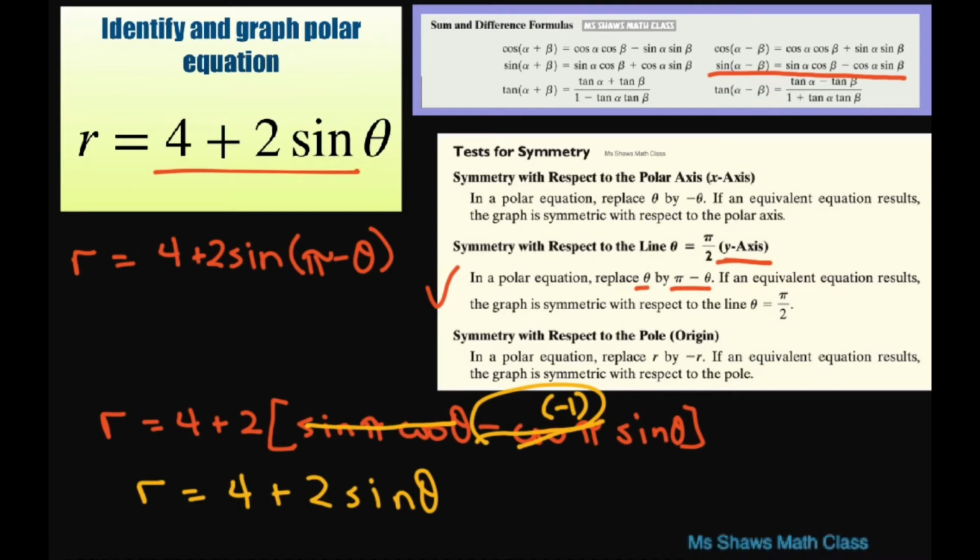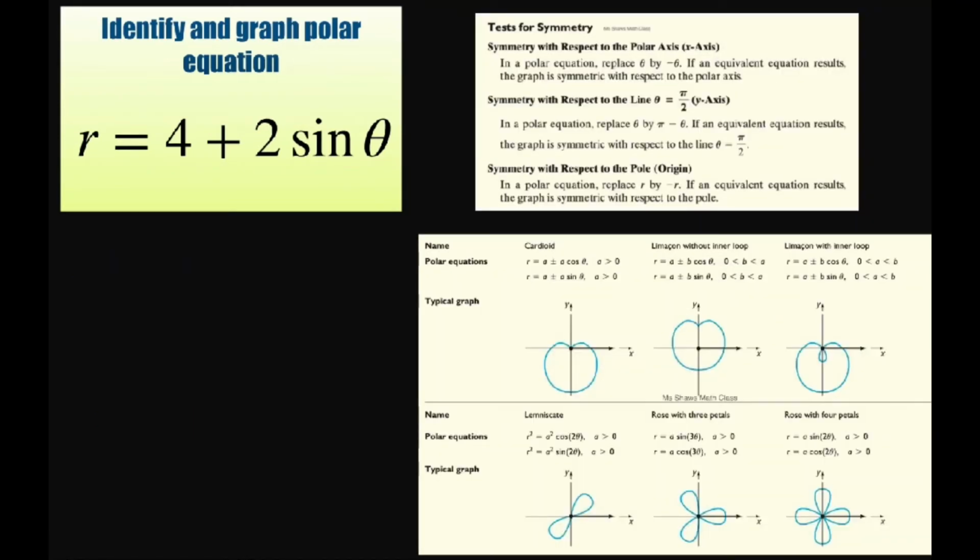The last test is with respect to the pole. That just means you substitute r for negative r. And if you get back to the original equation, then that test passes. But it doesn't, so this test fails. The only time this test will pass is if you have an r squared, like in this form. So this is our Limacon without an inner loop.